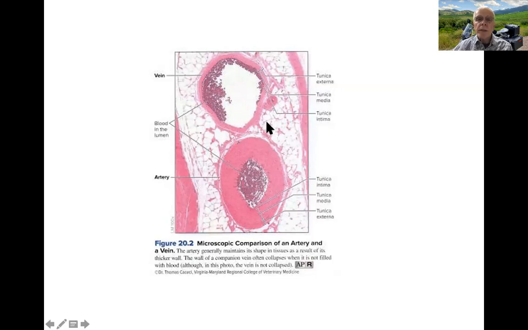This shows, again, the inner lining is the tunica intima. The muscle, that's the tunica media. The connective tissue outside is the tunica externa. So the externa, all that does is provide a connective tissue coat to basically hold things together.